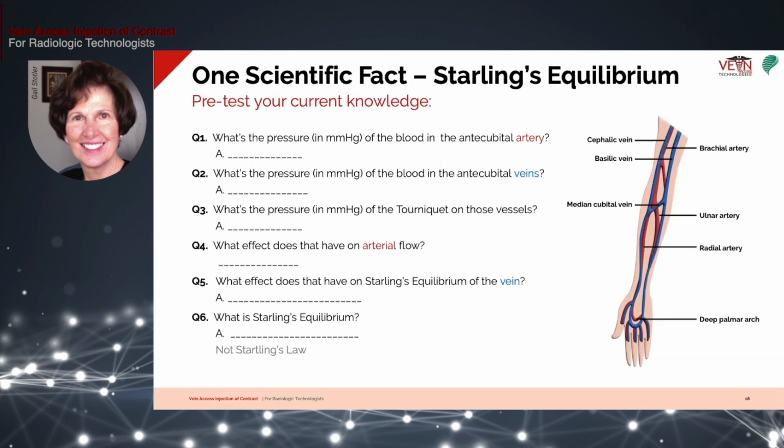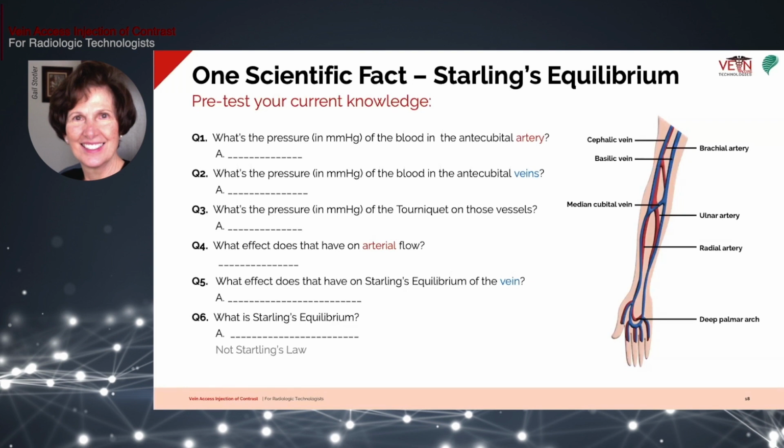But first, what's the pressure of the blood in the artery? And that's the brachial artery or antecubital region. 120/80. So 80 to 120 millimeters mercury. What's the pressure of the blood in the antecubital veins? Nobody ever tells that story. But you're going to discover per physiology that it's 10 to 20 millimeters mercury pressure, a fraction of what it is in the artery. Keep that in mind.